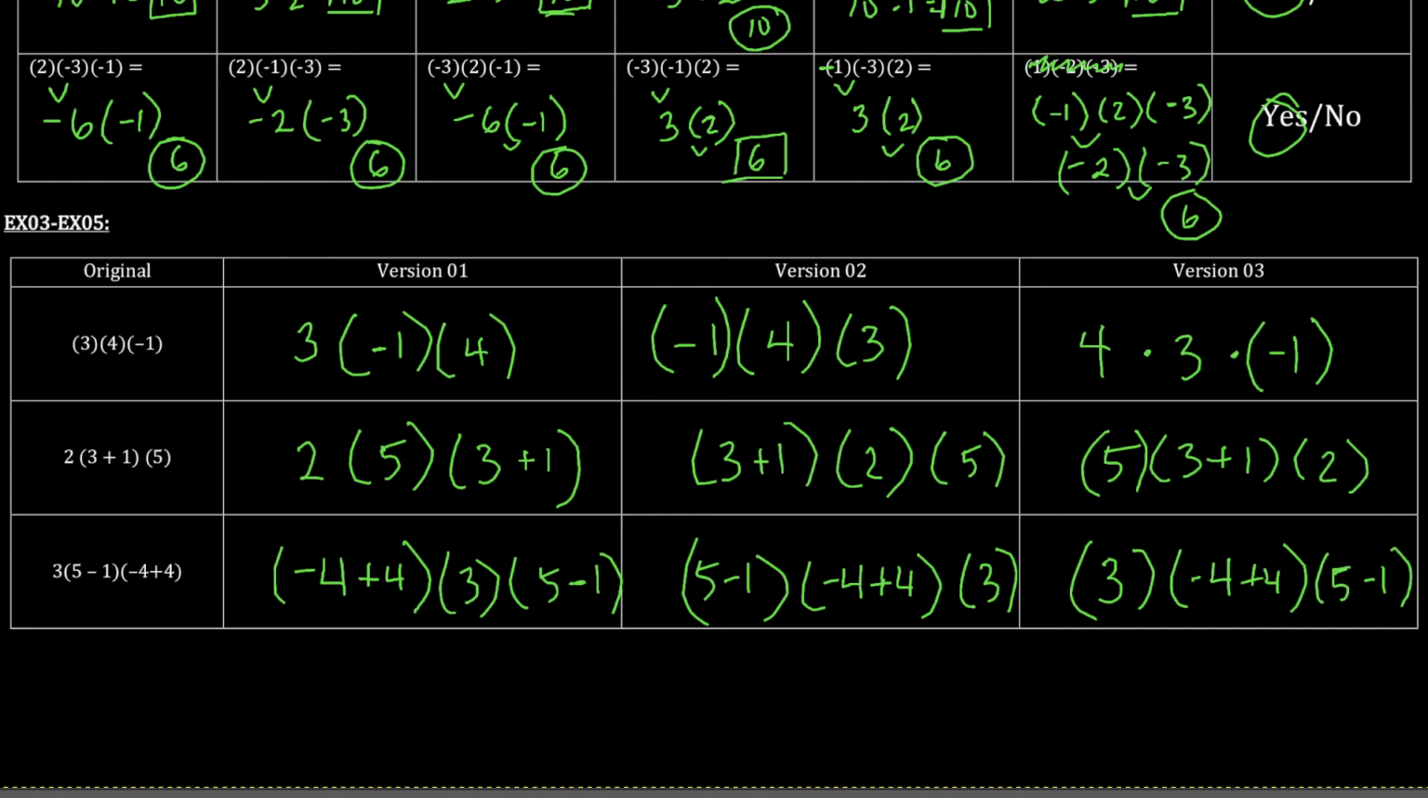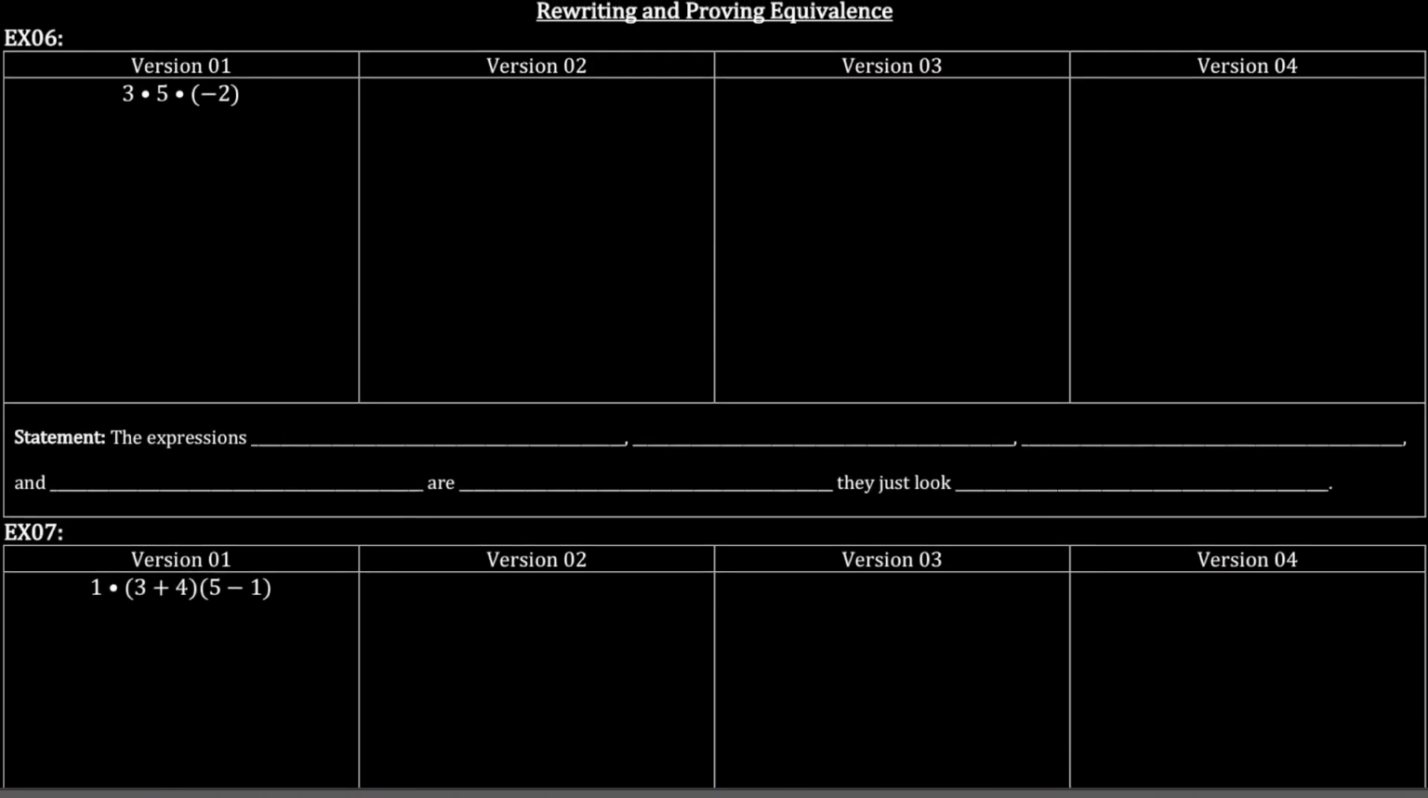Okay, let's look at page 2. Oh man, here we go. So in this one, we're going to prove that we can make equivalent expressions. So 3 times 5 times negative 2. I could write that as 3 times negative 2 times 5.